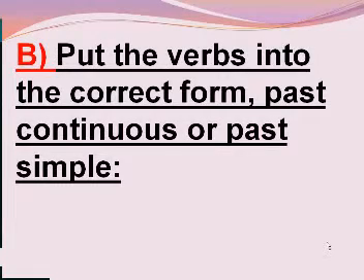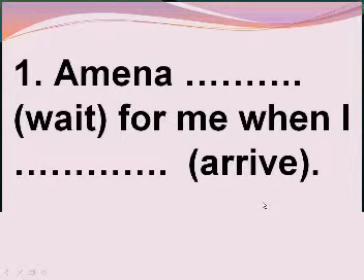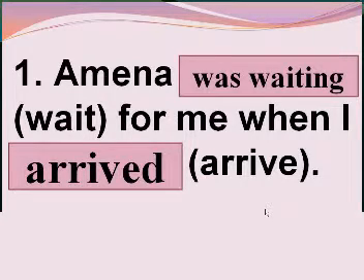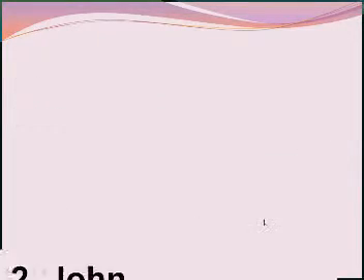Now, some exercises. Put the verbs in the correct form, past continuous or past simple. Very good exercise. Okay. Number 1: Amina (wait) for me when I (arrive). I need you to correct the verbs between brackets. Wait and arrive. Amina was waiting for me when I arrived. So here we have the two tenses, past continuous and past simple. Okay.